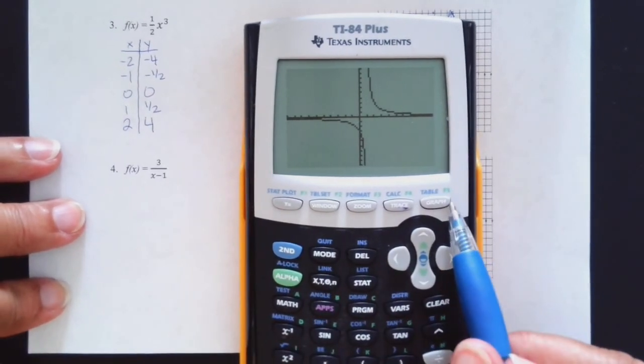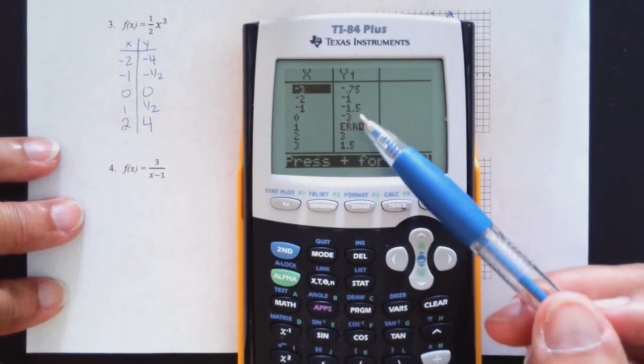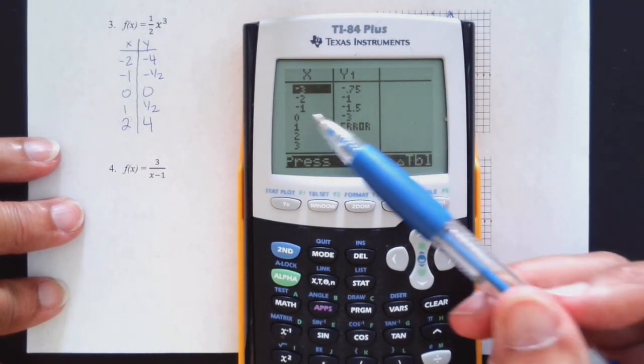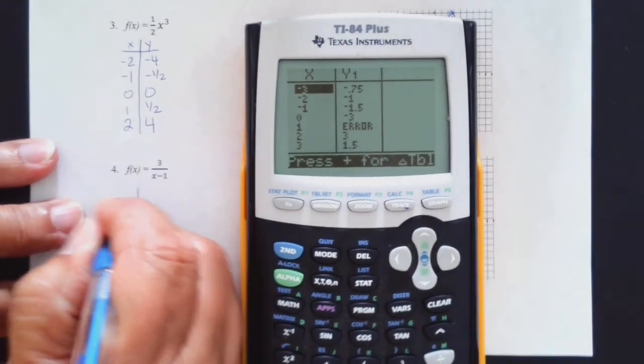So if you go to your table, which is second graph, then you can grab some ordered pairs and plot them. Okay, so let's do whole numbers. So -2, -1 is a point.